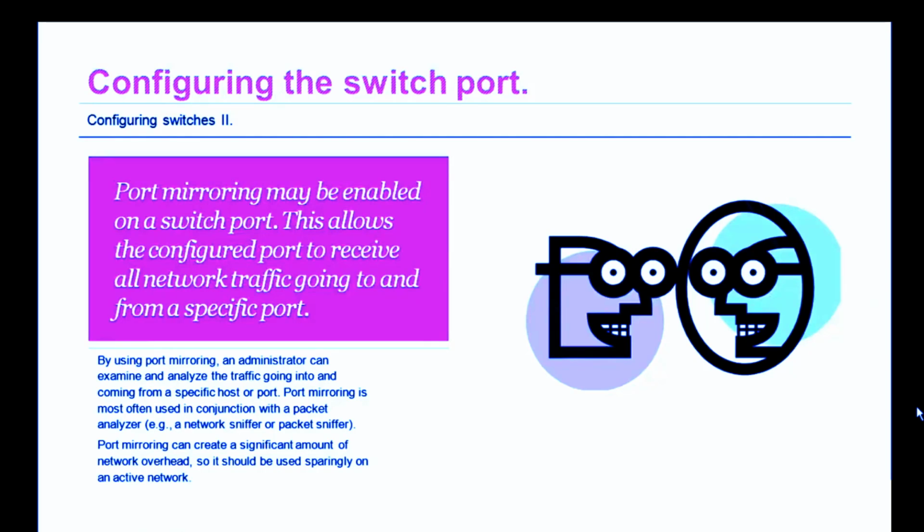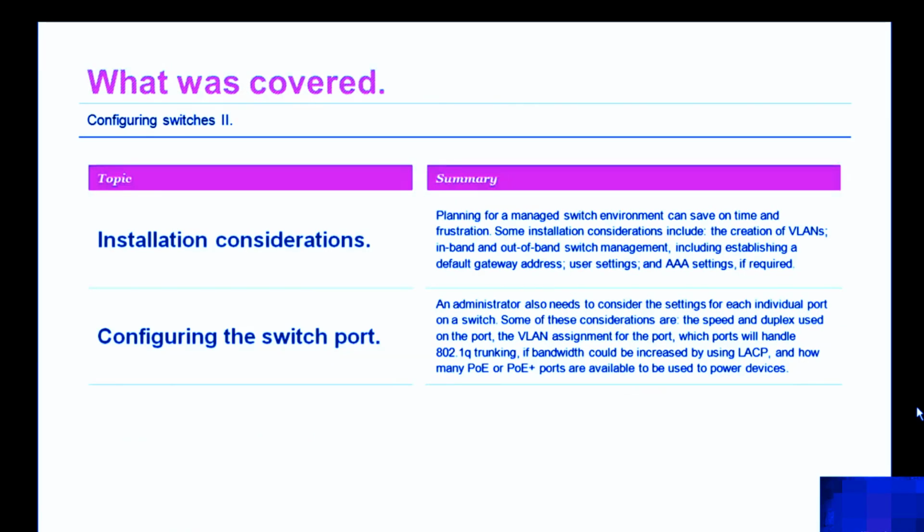Port mirroring can create a significant amount of network overhead, so it should be used sparingly on an active network, and you may want to shut it down once your research has concluded. That concludes this session on configuring switches part 2. I talked about installation considerations, and then I talked about configuring the switch port itself.